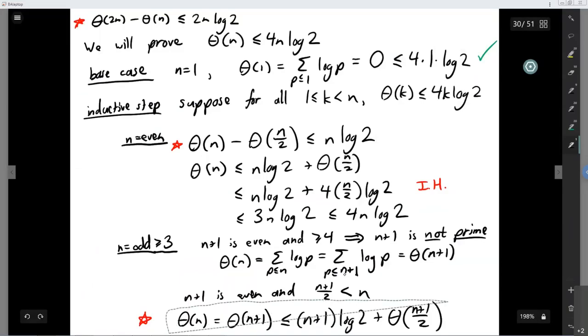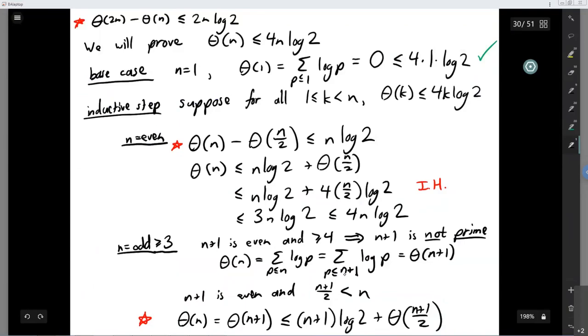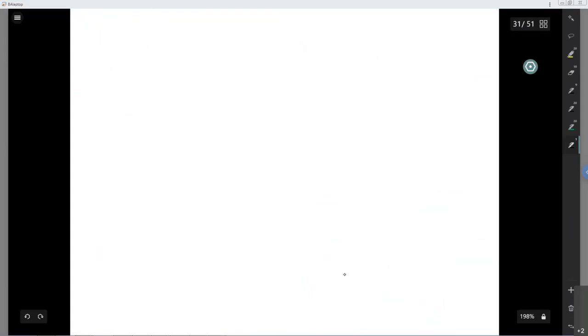Let's see if I can just copy this without rewriting it. No, not really. Okay. So I'll rewrite that. We got this upper bound for theta of n.